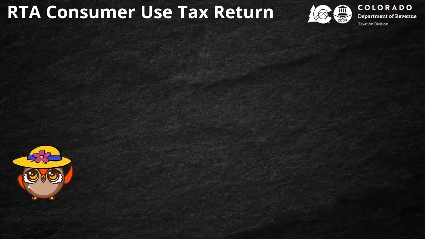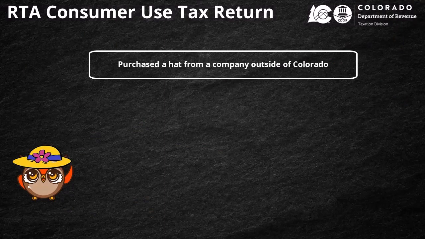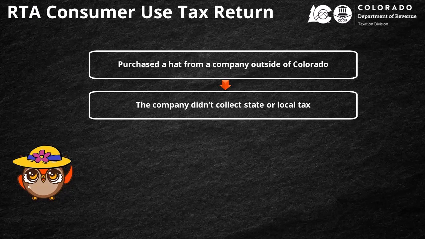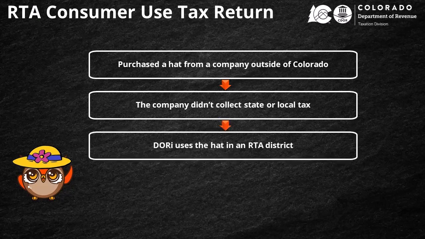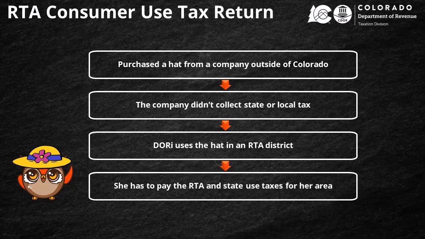For example, let's say Dory purchased a hat from a company outside of Colorado. The company did not collect state or local tax on her purchase. Since she uses the hat in an RTA district, she has to pay the RTA and state use taxes for her area.